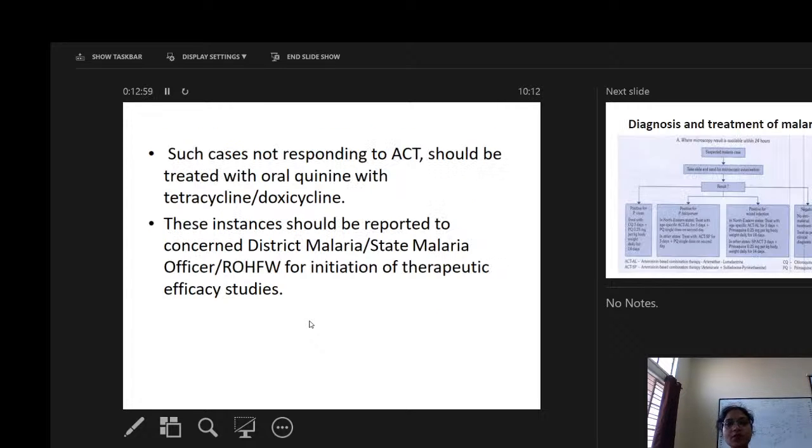So such cases not responding to ACT should be treated with oral quinine with tetracycline or doxycycline. These instances should be reported to the concerned district malaria or state malaria officer for initiation of therapeutic efficacy studies. Okay, understood? Because there's some resistance going on, you have to report so that they understand what the problem is and what it is resistant to.